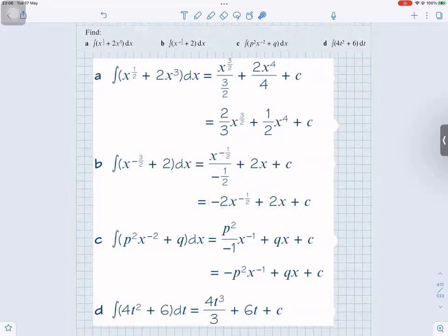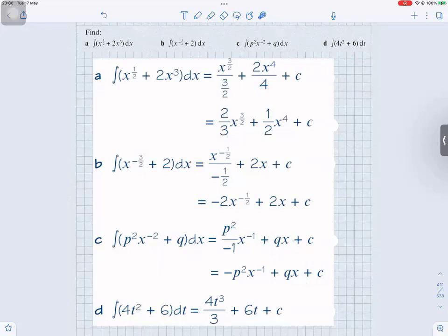When you integrate p squared, x to the minus 2 plus q, you add 1 to the minus 2, it becomes minus 1, and you divide by minus 1. So it becomes p squared stays the same, x to the minus 1 divided by minus 1. When you integrate q, q is just a constant, you just add an x to it. So you get qx plus constant of integration, c.